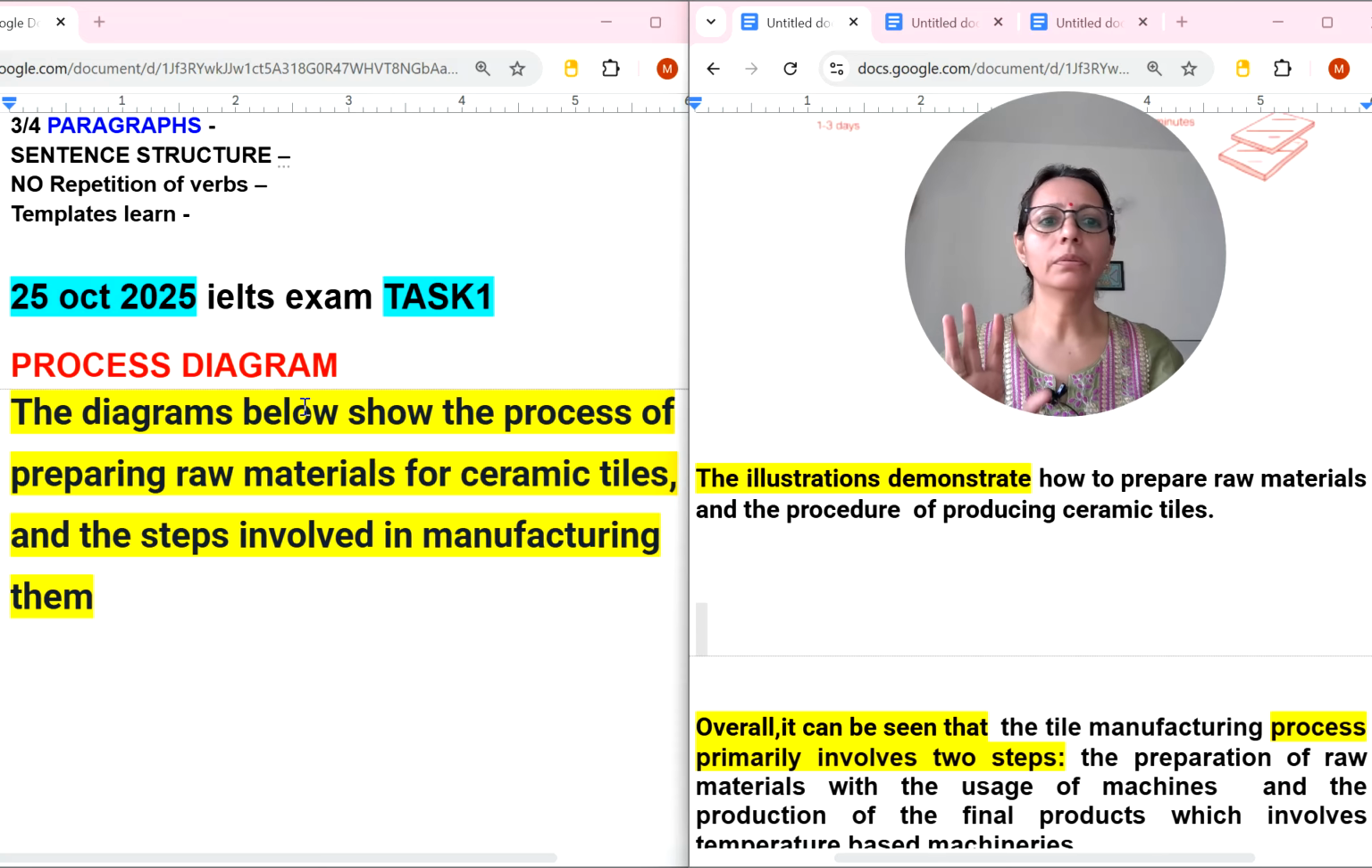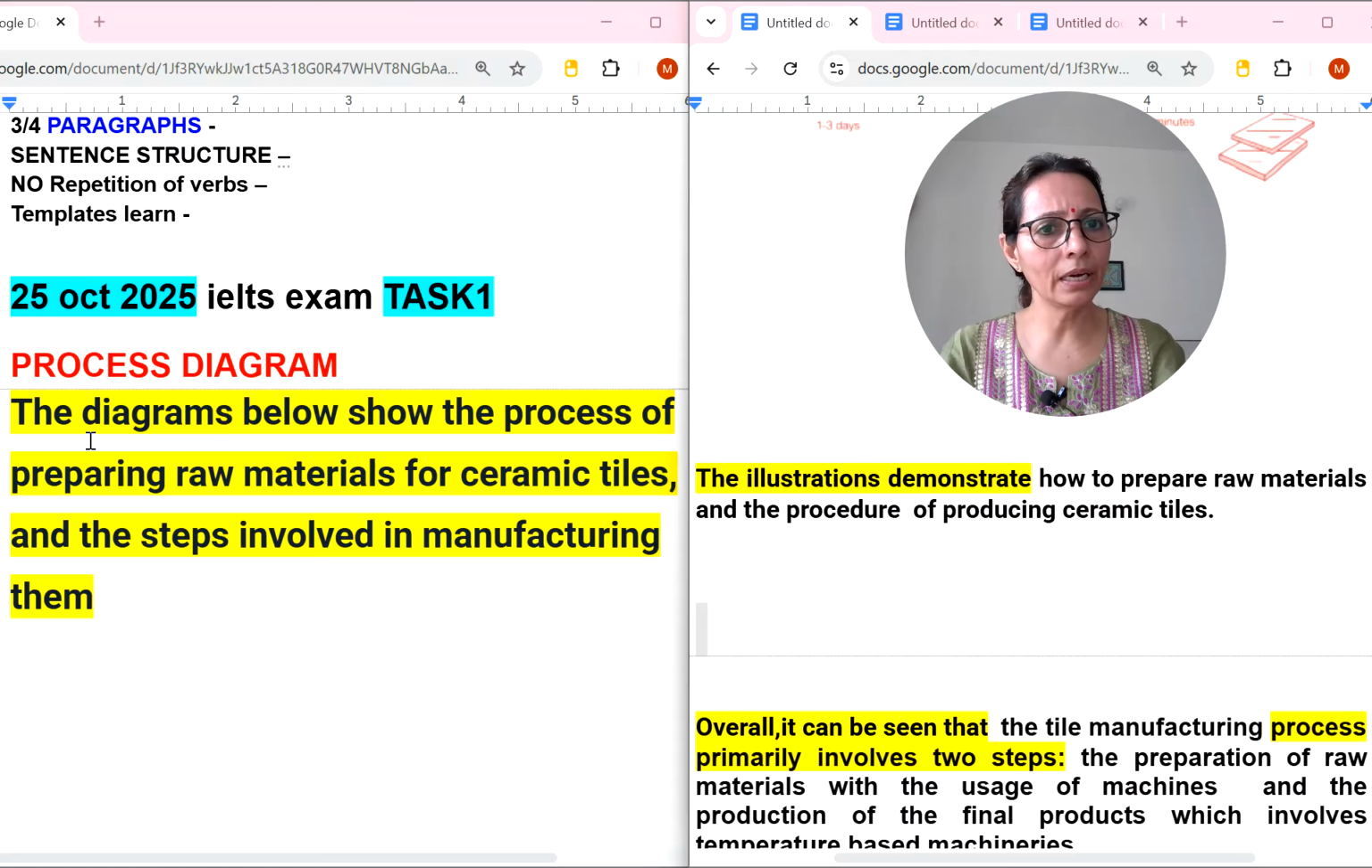So introduction means, in writing task 1 and 2, you have to paraphrase the question statement. You don't have to change the meaning. In fact, you need to change some words or sentence structure, but the meaning should be the same.